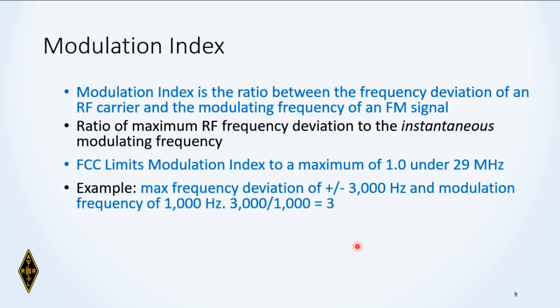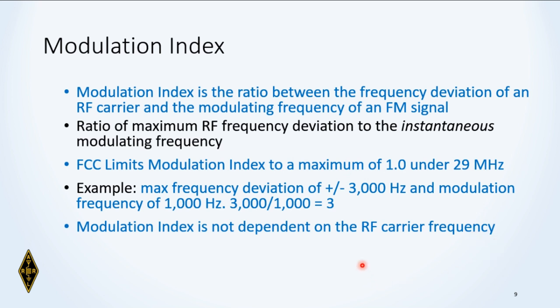And we'll have a little bit more on that to come. And here's another example. This is, again, a pool question. Max frequency deviation of plus or minus 3,000 hertz, 3 kilohertz, and modulation frequency of 1,000 hertz gives us a modulation index of 3. Okay, which again would be illegal if we were trying to do that at less than 29 megahertz. But above 29 megahertz, you can do it.